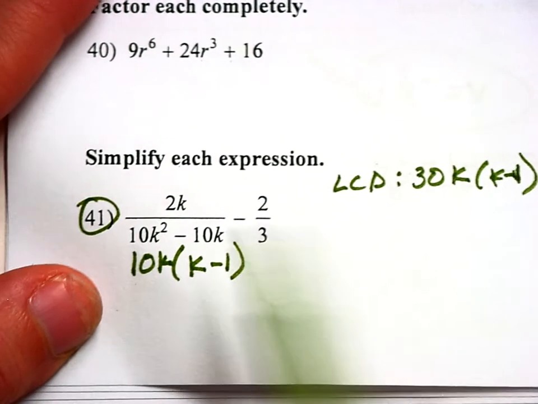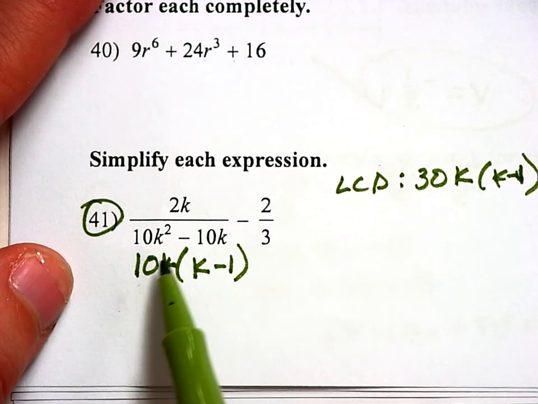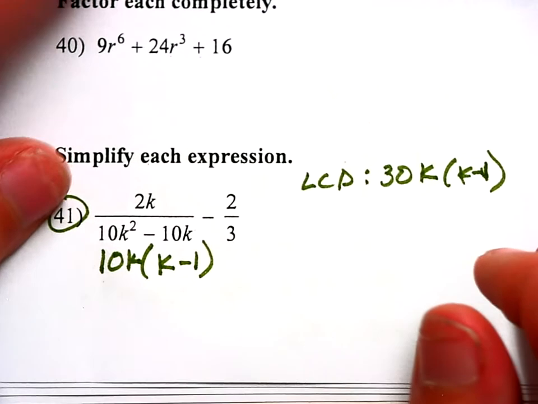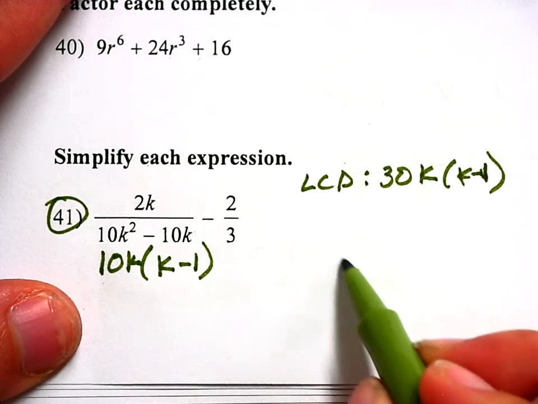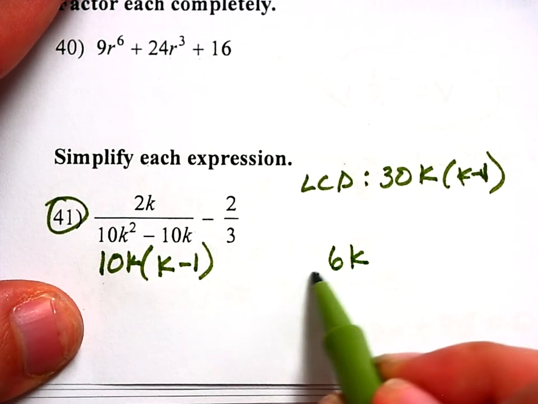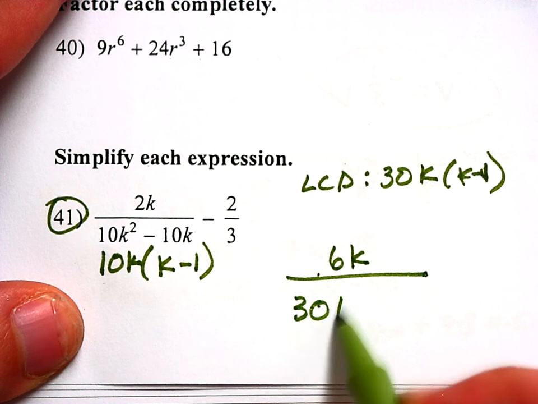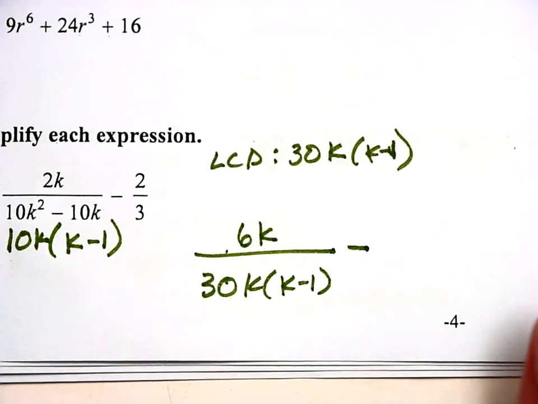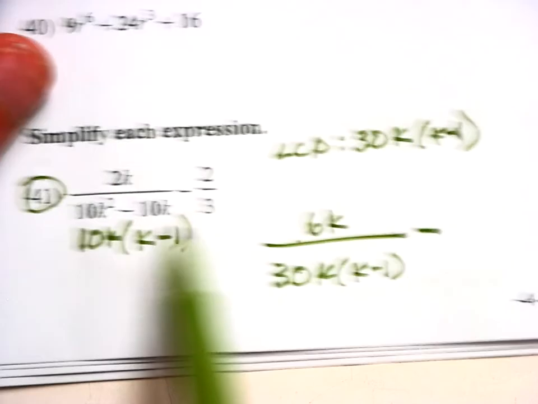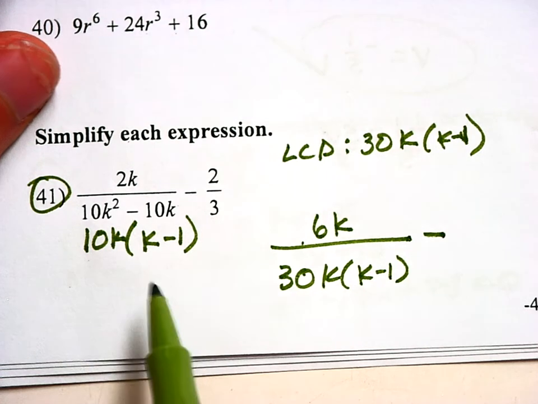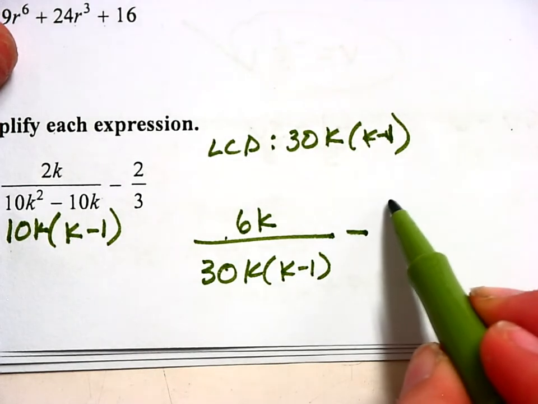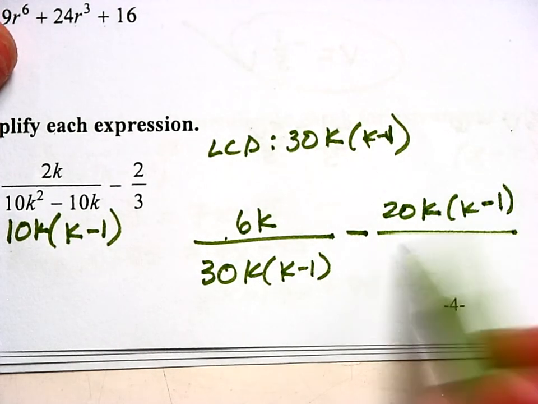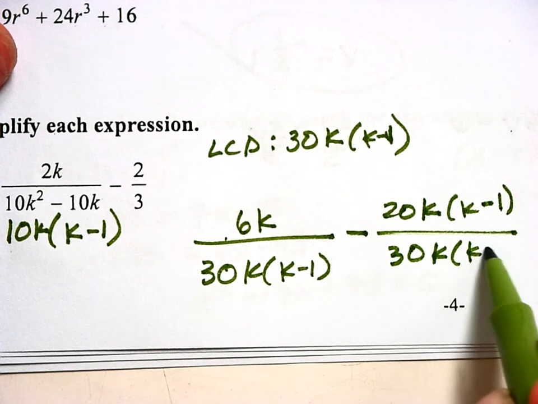All right, so we already have all of our factors except the 3. So this first fraction needs to be multiplied by 3. So that gives me 6k over 30k(k minus 1), minus, and then the second fraction needs to be multiplied by all of these terms right here over themselves. So that's going to give me 20k(k minus 1) over 30k(k minus 1).